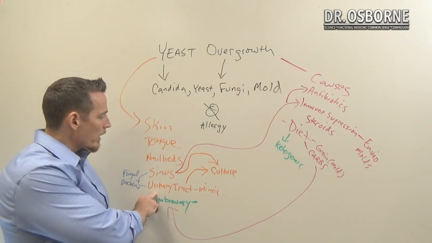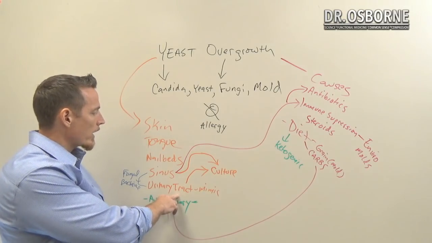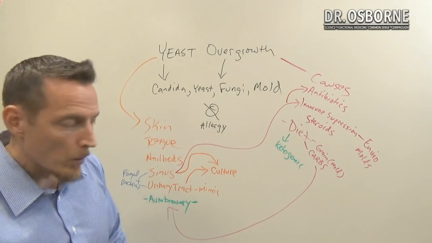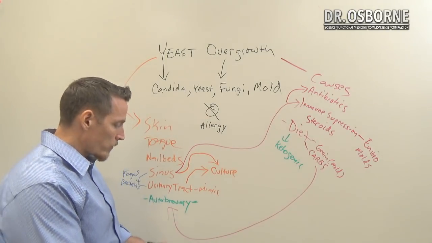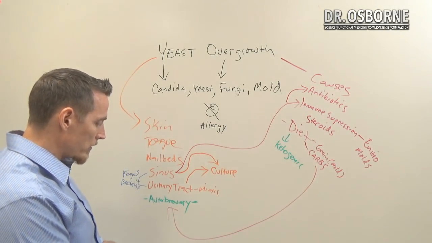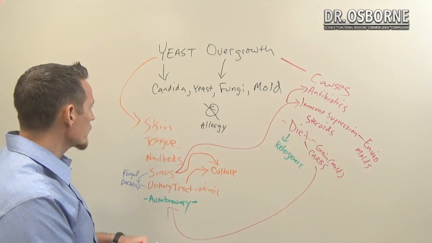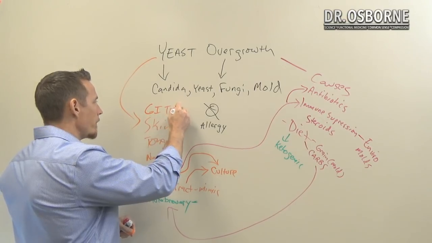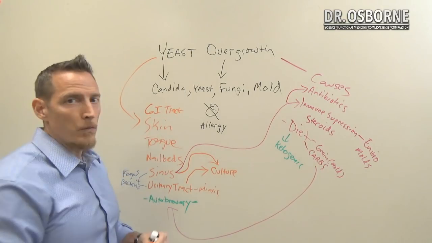I said before, urinary tract. So if you struggle with chronic urinary tract infections or sinus infections, that can also be a place where we get mold. We'll also see yeast overgrowth. One of the probably more common places is the GI tract. And fortunately, we can measure this very accurately.